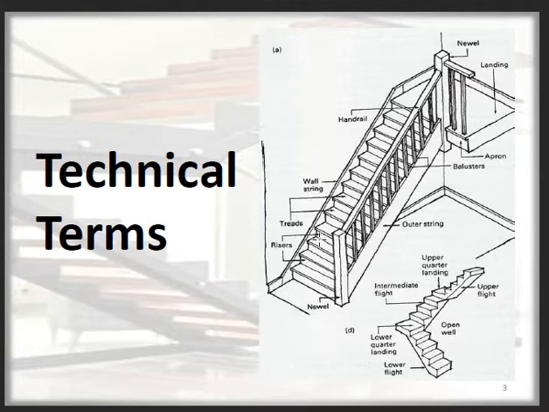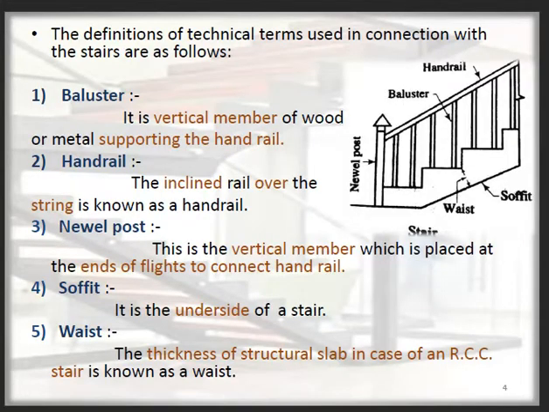This is said to be the treads. Then we have risers, then we have the flights. This is flight 1, this is flight 2. That open space is known as the well. This portion is known as the landing. This is the newel post. So these are some of the technical terms which are associated with the stairs. Now we will quickly go through each and every terminology.